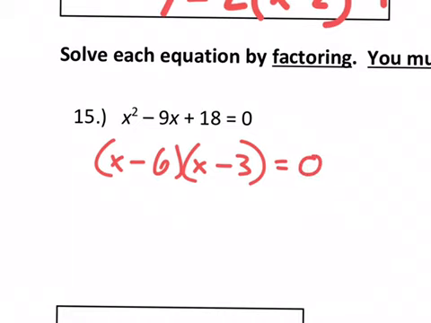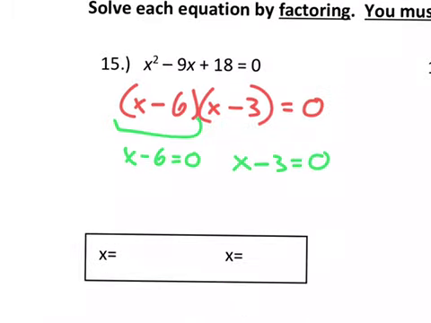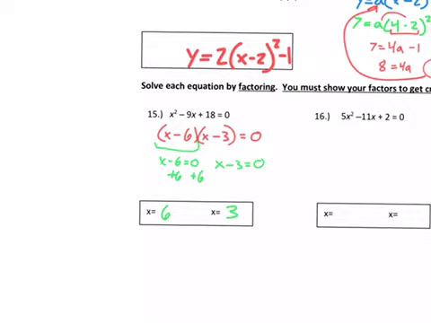A part that a lot of people forgot is to set these pieces equal to 0. So your answer is not just x is equal to negative 6 and x is equal to negative 3. You have to then solve for x after you set the pieces equal to 0. So we have positive 6 and positive 3 after you would add 6 to both sides to solve for x.